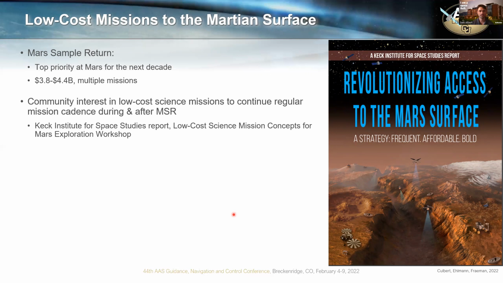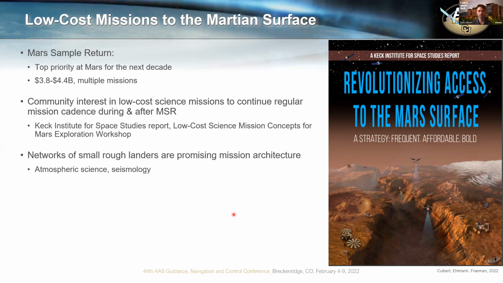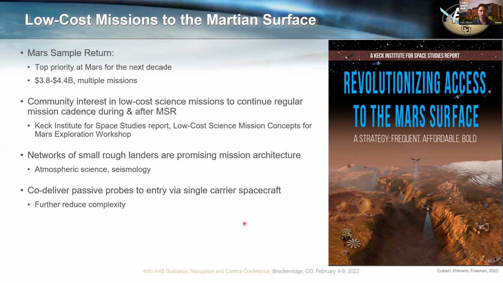This is evidenced by some recent studies, including one from the Keck Institute for Space Studies with the cover shown on the right, as well as a recent workshop. And the Keck Institute study in particular identified networks of small rough landers as a promising mission architecture for these types of low-cost missions. The topics of atmospheric science and seismology were especially good fits in terms of science investigations. Furthermore, if we could co-deliver all of these passive probes to their entry trajectories from a single carrier spacecraft, we could further reduce complexity compared to probes that have to maneuver in space or delivering them on multiple spacecraft.